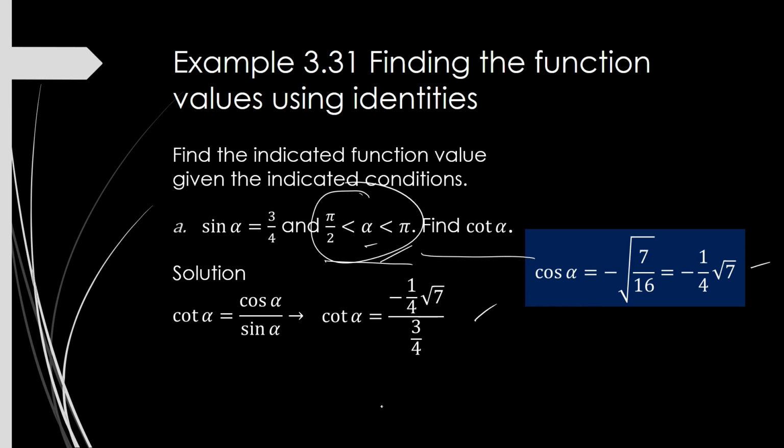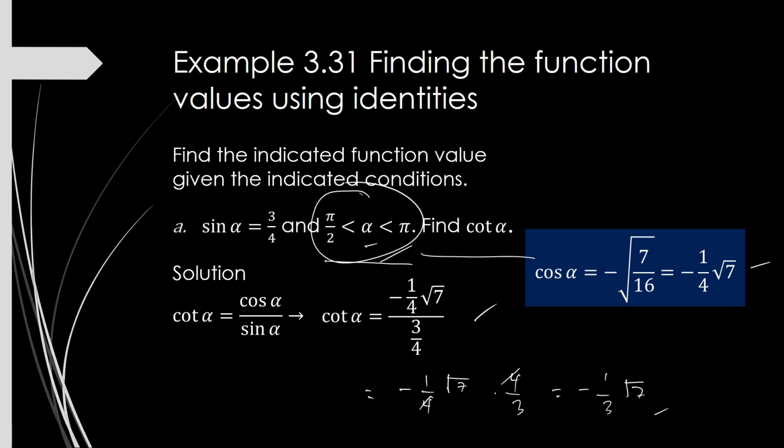And so this is a complex fraction. You can write this as negative 1/4 times square root of 7 times 4 over 3. 4 divided by 4 is 1. And so you are left with negative 1/3 times square root of 7. So this is what cotangent of alpha is equal to. It's negative 1/3 times square root of 7.